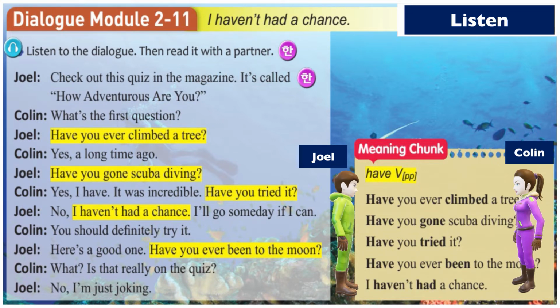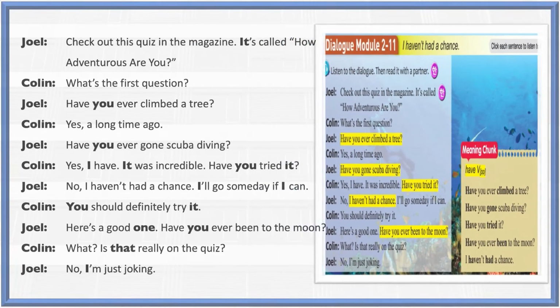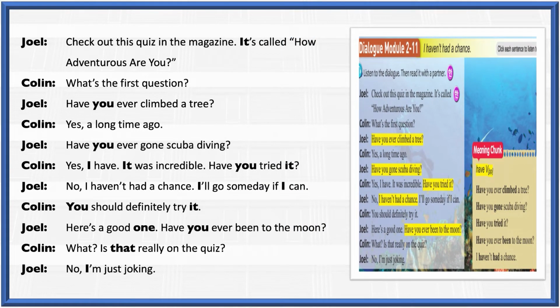Exactly. Well, let's just look at the dialogue a little closer up here. Notice how I've put the pronouns in a dark, bold colour. So just asking Yonghee, we have in the first sentence, check out this quiz in the magazine. What is it? The quiz. Yes, this quiz. And how adventurous are you? What's the first question? Have you, so what is you there?